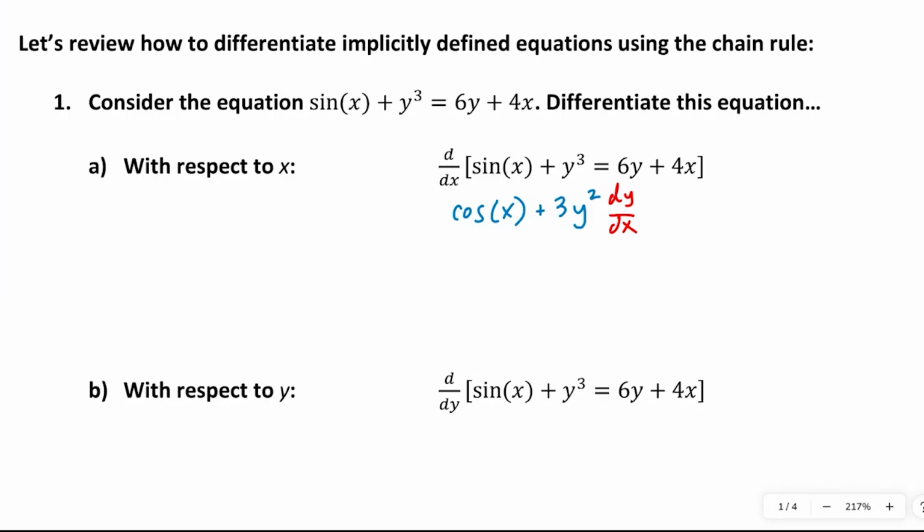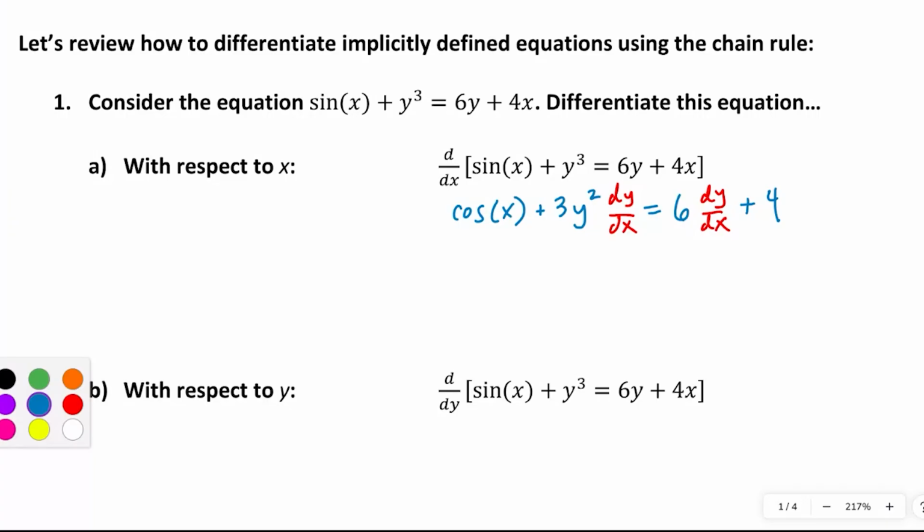Okay, so each time you've got one of these terms that has a y, or really any variable that's not the variable you're differentiating with respect to, you are going to have that extra differential in your equation. So let's finish this one up. So equals, now the derivative of 6y is 6 times the derivative of y, which is dy/dx. Okay, and then the derivative of 4x is just 4. Like I was saying earlier, you would have a dx over dx, but that's just 1, so there's no need to write it. So this is how that differentiation works.